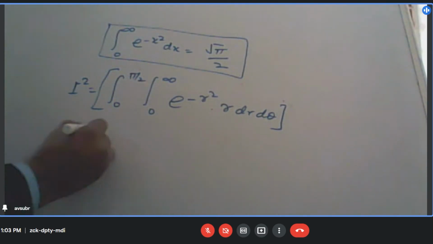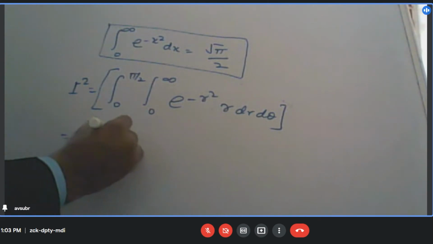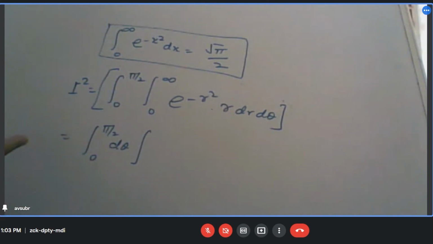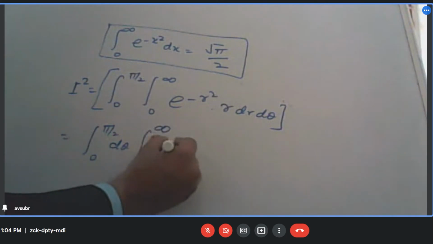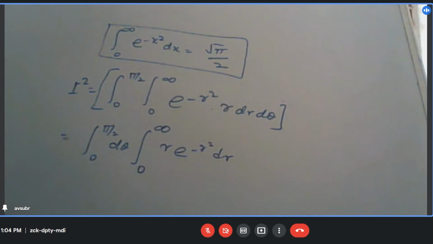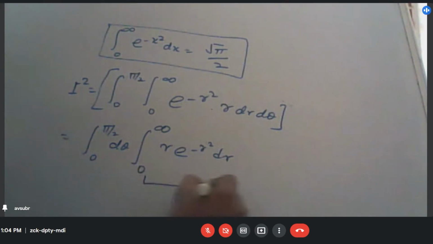Okay. So now there are two integrals, one dependent only on theta, which goes from 0 to pi by 2, and r goes from 0 to infinity. Is it clear up to here for everyone? Yes, sir. All right, now let us solve this.